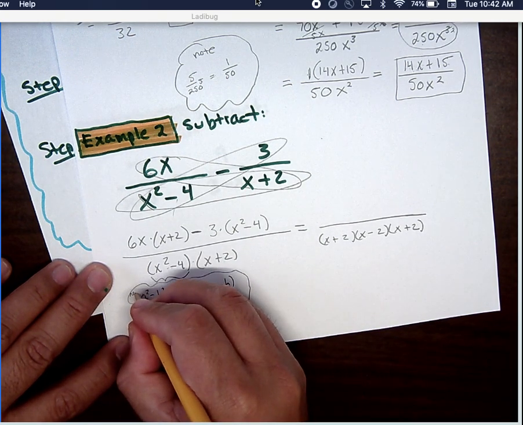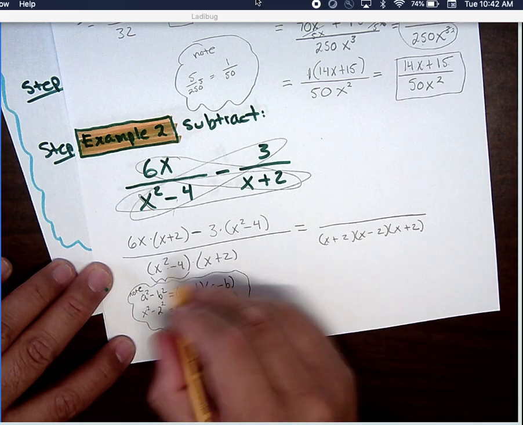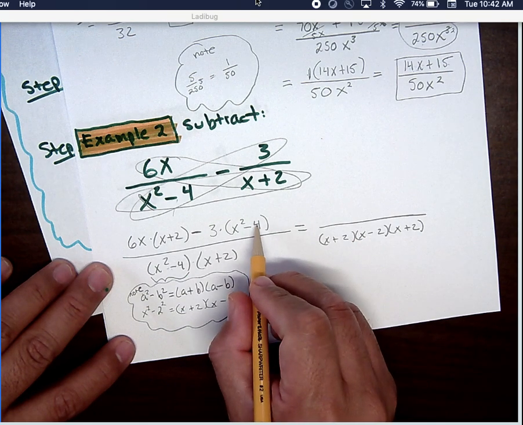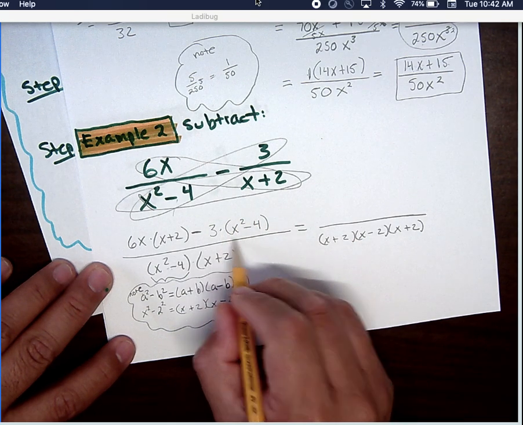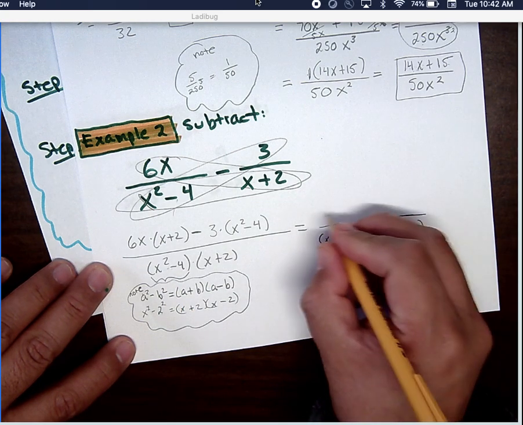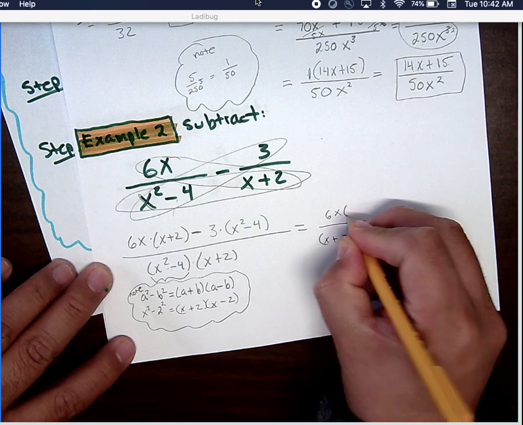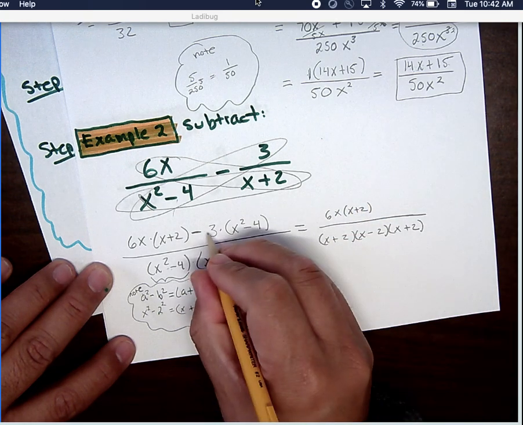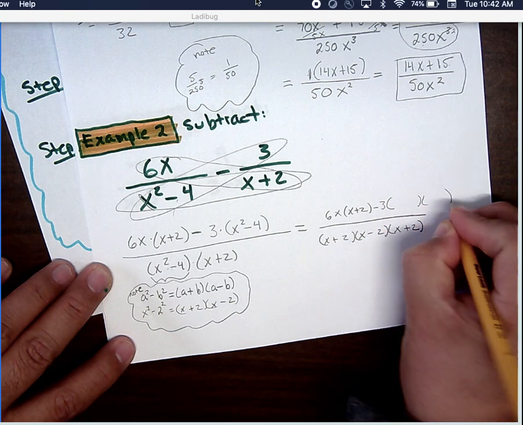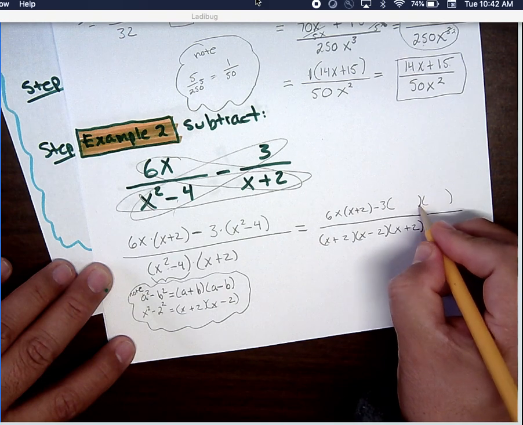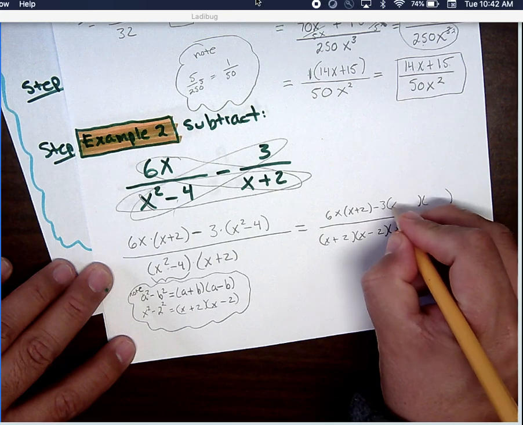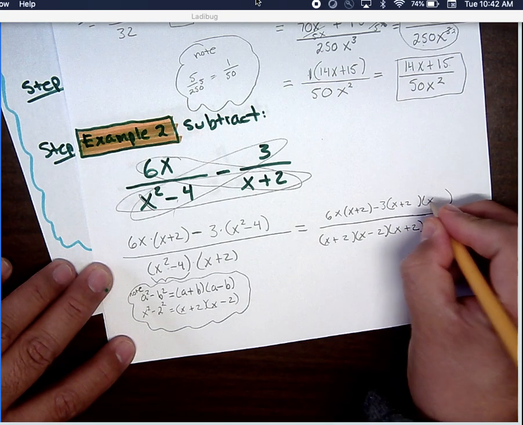So this is a note on how to solve that. And then the top we're gonna have to combine everything, and I just noticed again this is the same as this. So let's do that first. So 6x times x plus 2 minus 3, and then I'm gonna put parentheses. I'm gonna factor that one first before we can do anything. And if that one's the same as this, that would be x plus 2 and x minus 2.